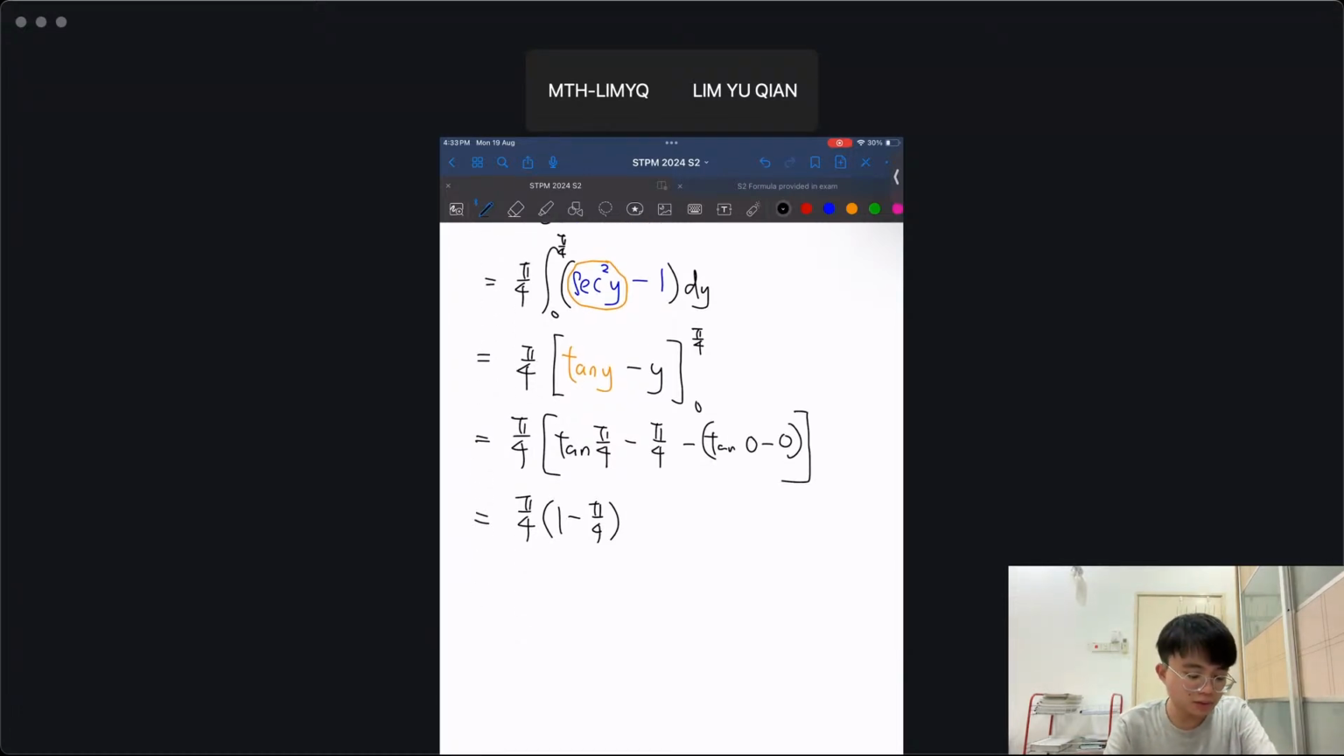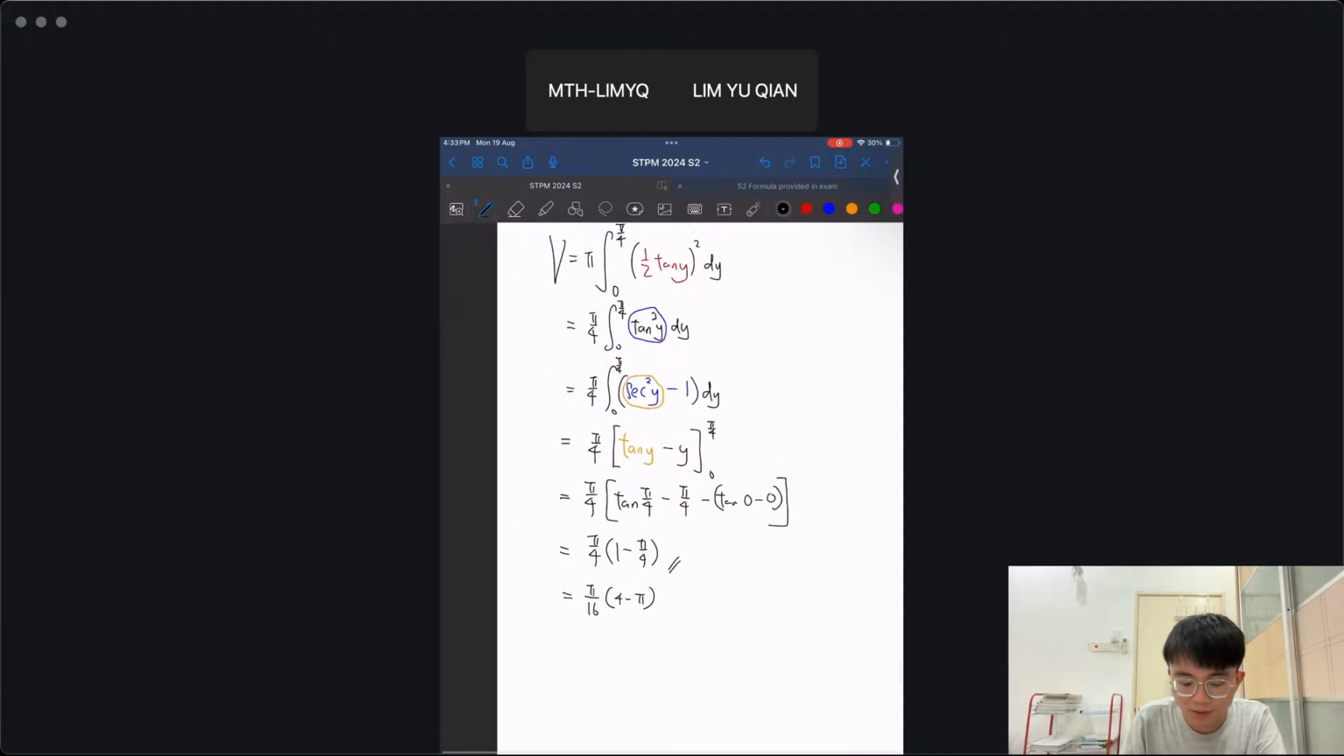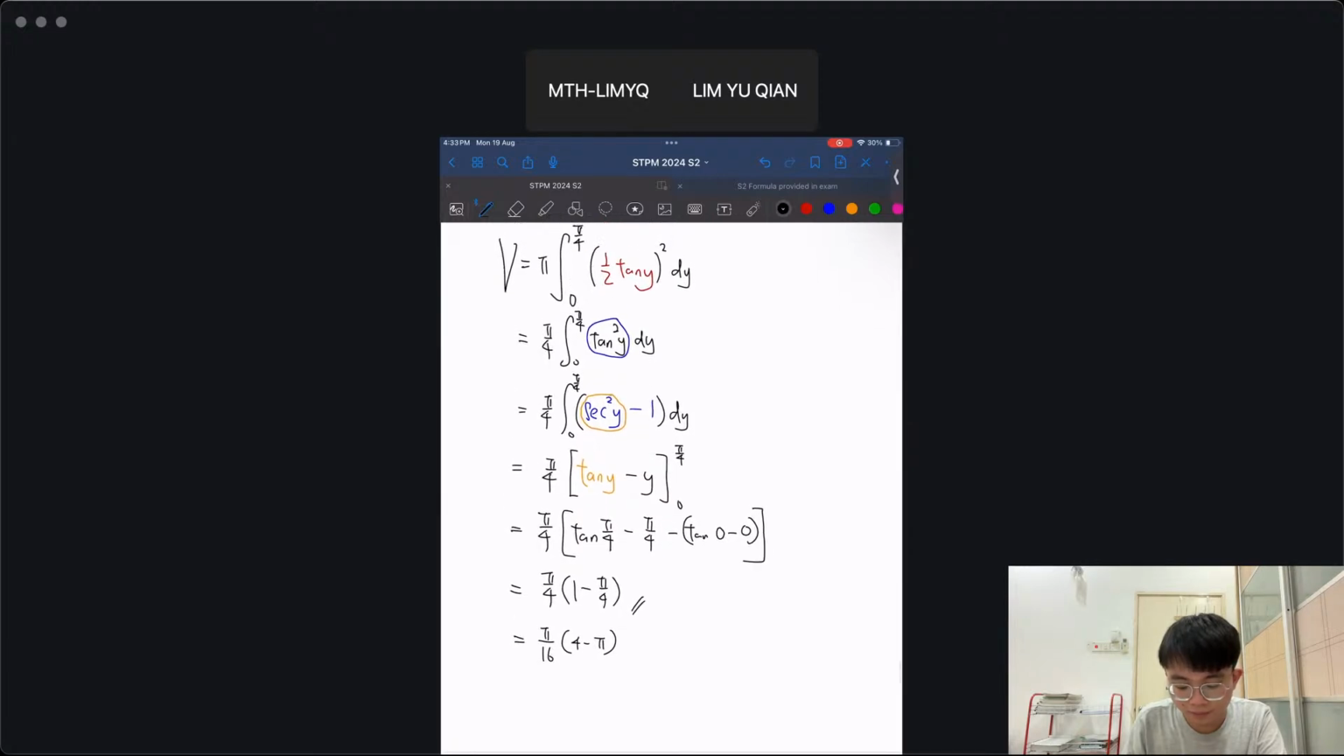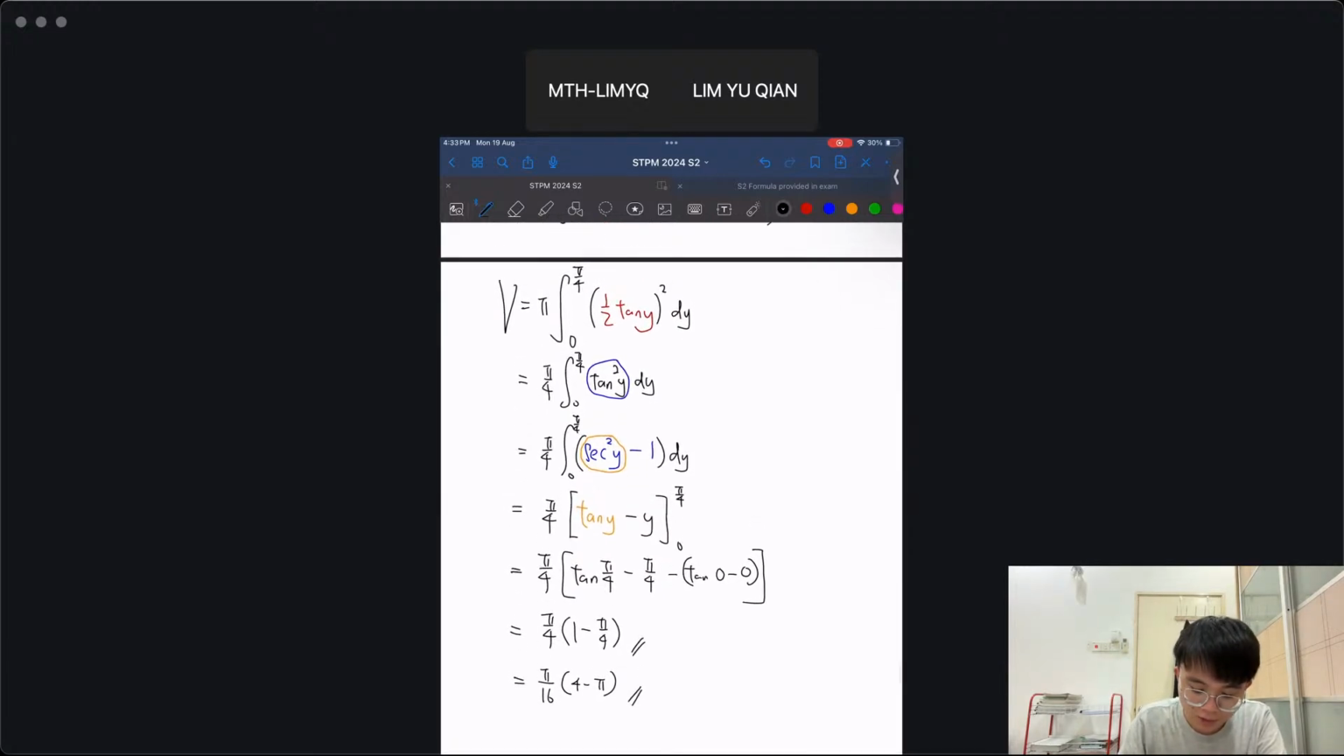If possible, if you want to simplify more, also can. Or maybe pi over 16 times 4 minus pi. That is also okay, but I prefer this one. Actually, both are okay. Right? Both are okay, so no problem.